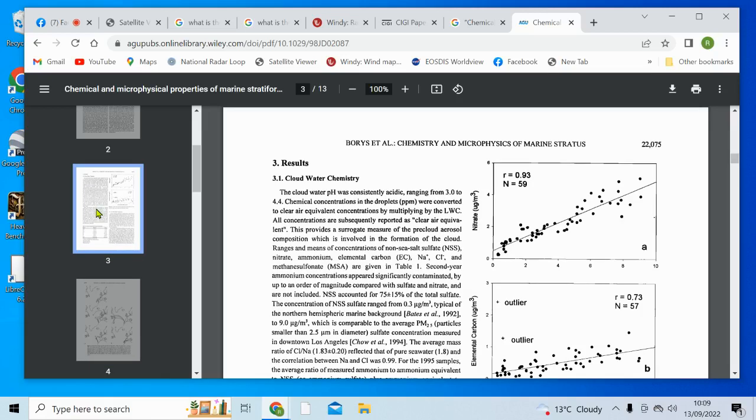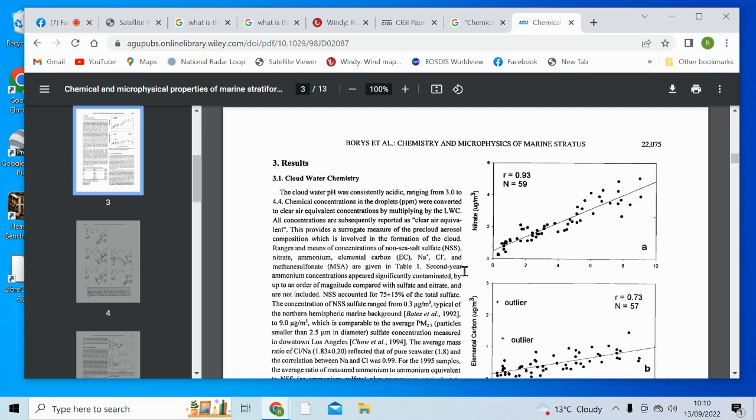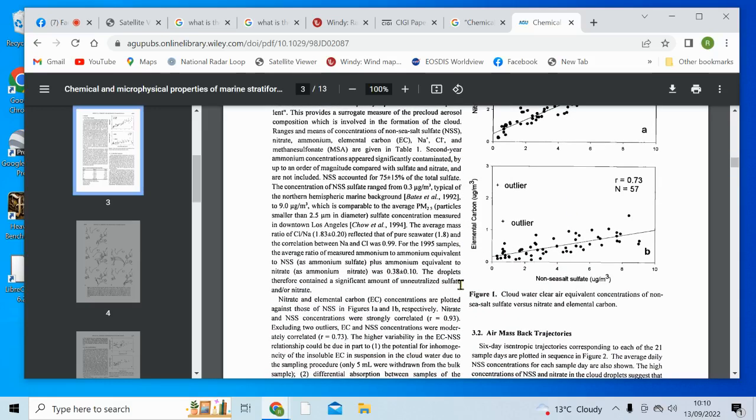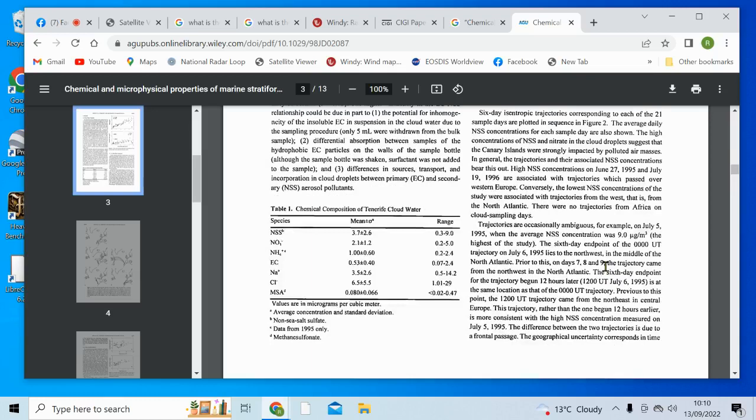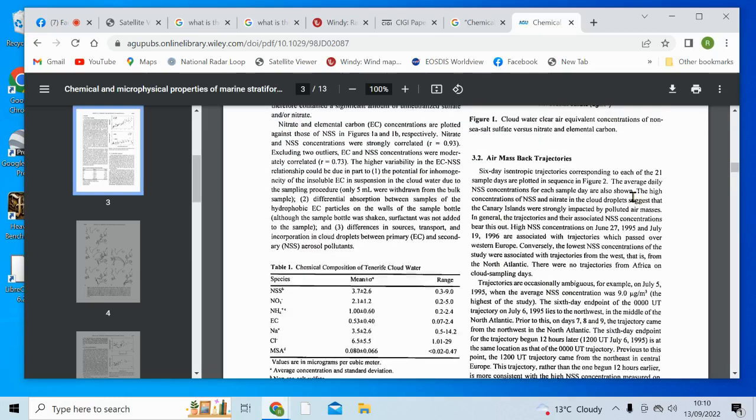Nitrate element and elemental carbon concentrations. Our word carbon, air tracking trajectory, so they learn where it goes. I can say June 27th, associated with trajectories, was patched over Western Europe. So they released something and it went over Western Europe, and the concentrations were studied.